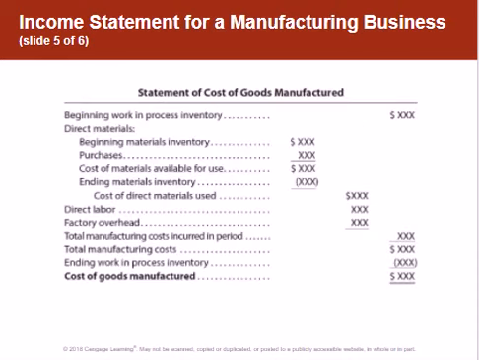Here we are looking at a statement of cost of goods manufactured. We begin with our work in process inventory. Then we put in all of our direct materials accounts. So beginning materials inventory, our purchases, cost of materials available, and ending materials inventory. We also see here our direct labor, our factory overhead, total manufacturing cost incurred, and total manufacturing cost, and ending work in process inventory to end at our cost of goods manufactured.